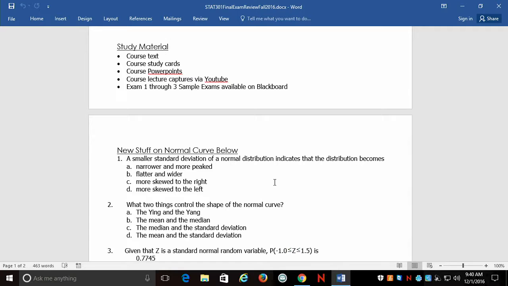Obviously, exam 1 through 3 sample exams are available on Blackboard, right? Every exam, I provided a sample exam. We reviewed that sample exam. You took the actual exam. Because this is cumulative, those are good learning resources as well, and we're going to use those today.